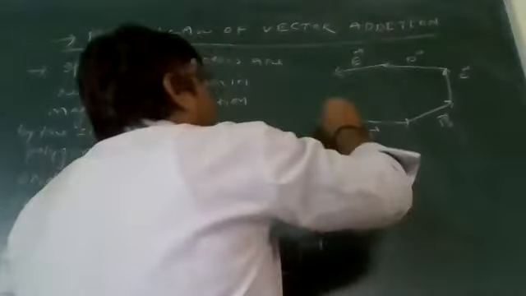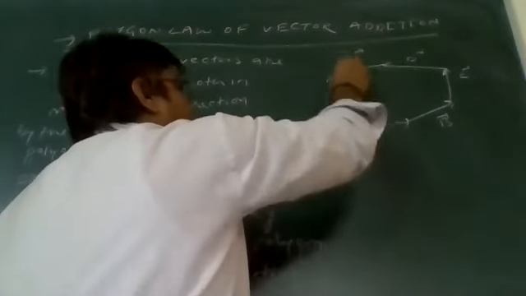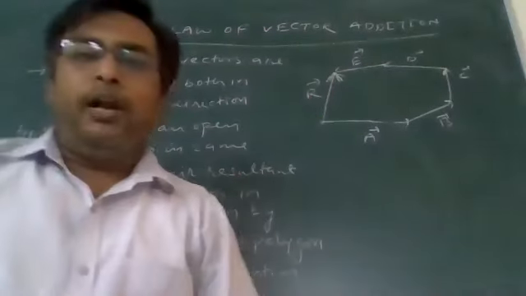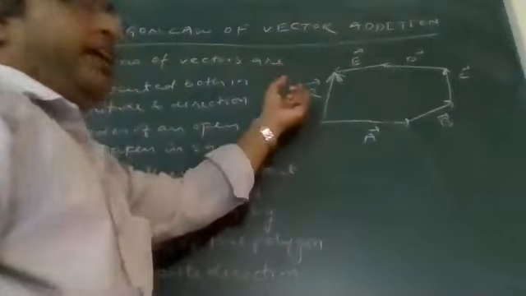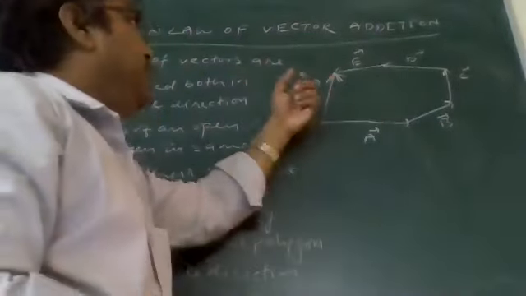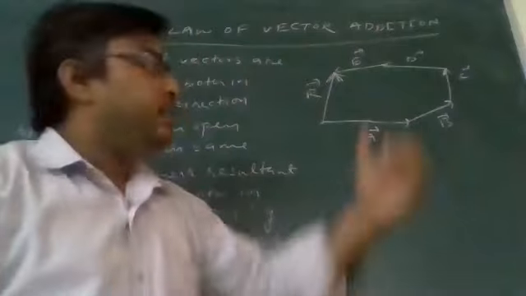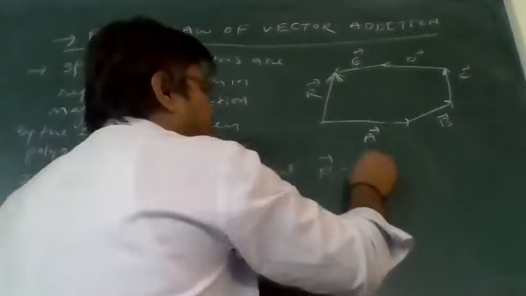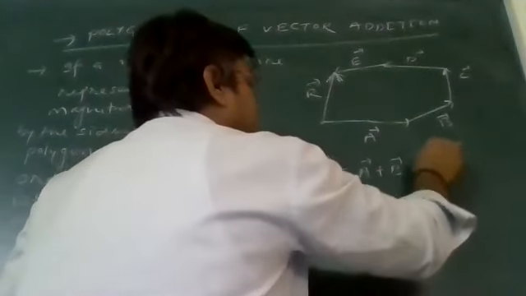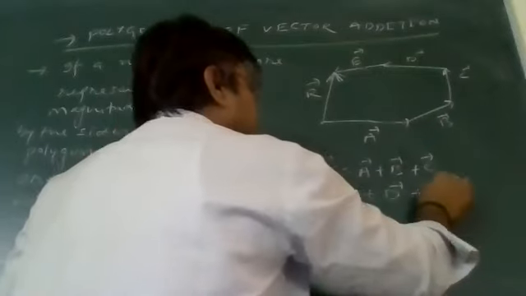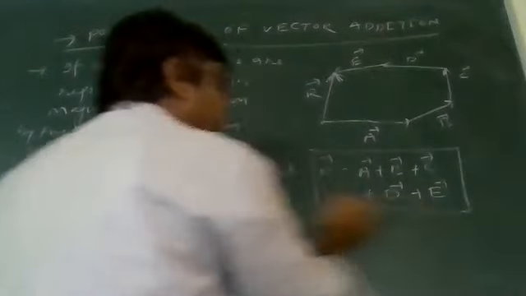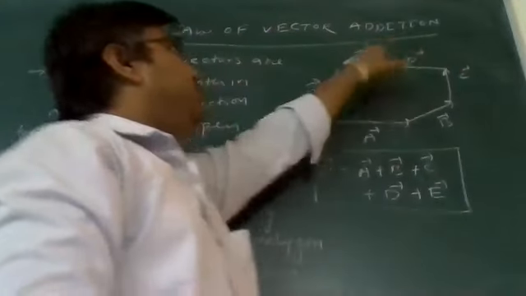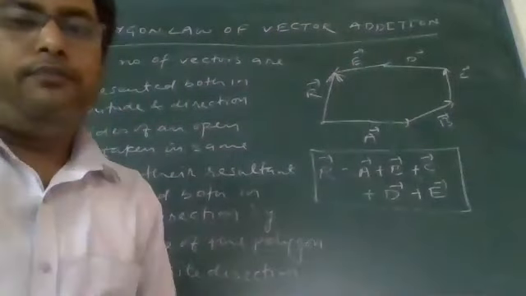Then the closing side of the polygon is placed in opposite order. Then this will represent the resultant of all these vectors. That means I can say vector R is equal to vector A plus vector B plus vector C plus vector D plus vector E. R is the resultant of vectors A, B, C, D and E. This is the polygon law of vector addition.